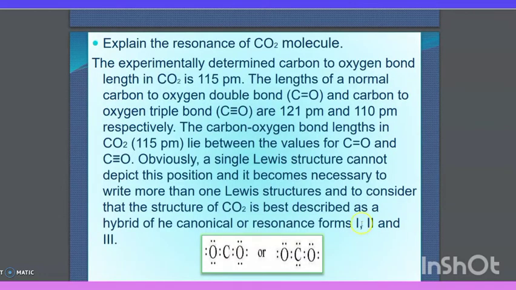Then here you can see another resonance structure, of our carbon dioxide molecule. Any type of structure is possible. Here you can see a carbon double bond structure, and a carbon triple bond structure. Here we can see different resonance structures.